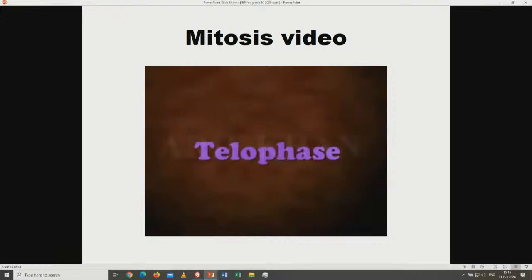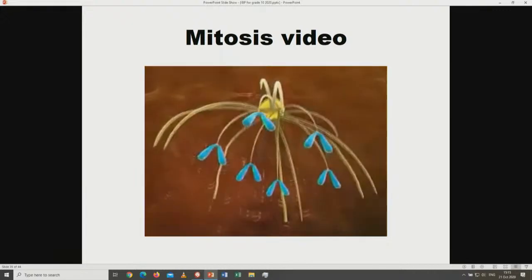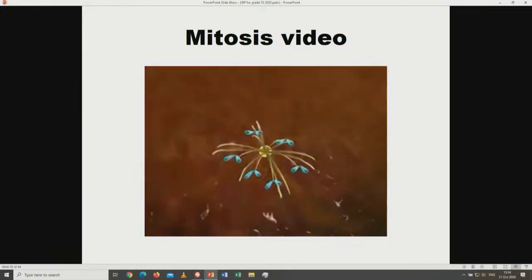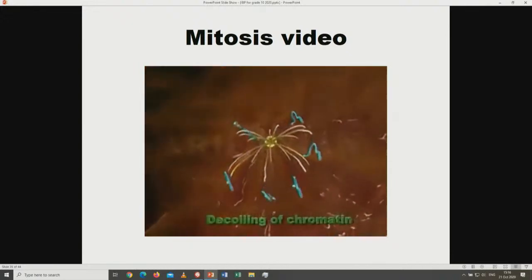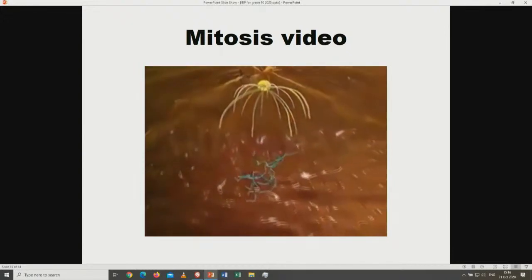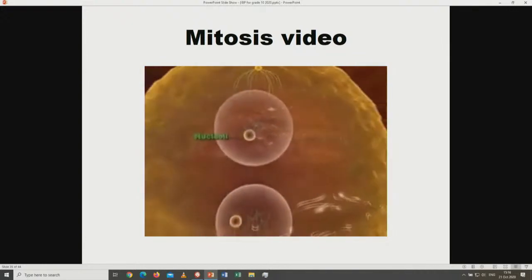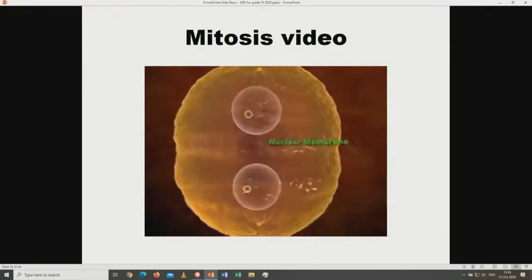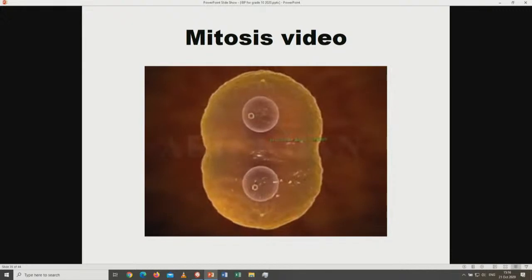Telophase. During telophase, the daughter chromosomes arrive at the pole and the chromatin starts to decoil. Also, the nuclei reform along with nucleoli. This triggers the reformation of the nuclear membrane.